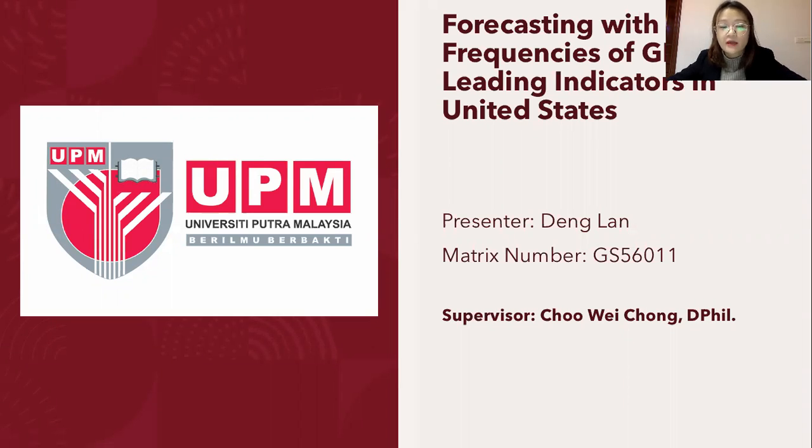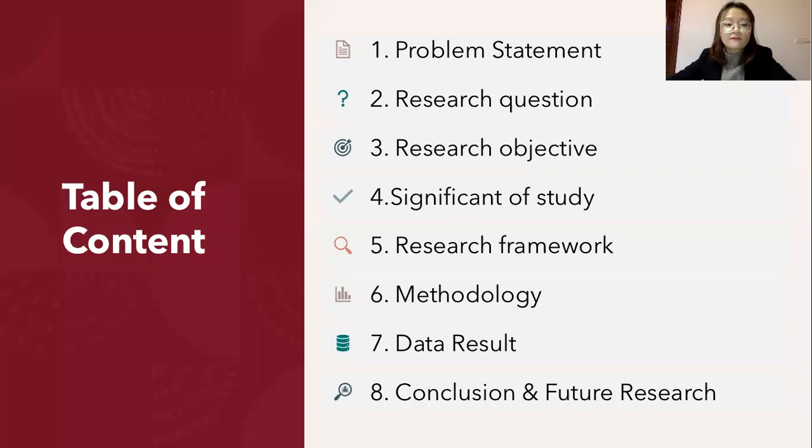Today, I will share my research topic of forecasting GDP with mixed frequency using leading indicators in the United States. For the table of contents, I will start with the problem statement and then move to the research questions and research objectives. Then I will discuss the significance of the study and the research framework, and then move to the methodologies and the data results. Finally, I will give a conclusion about my research and some suggestions for future research.